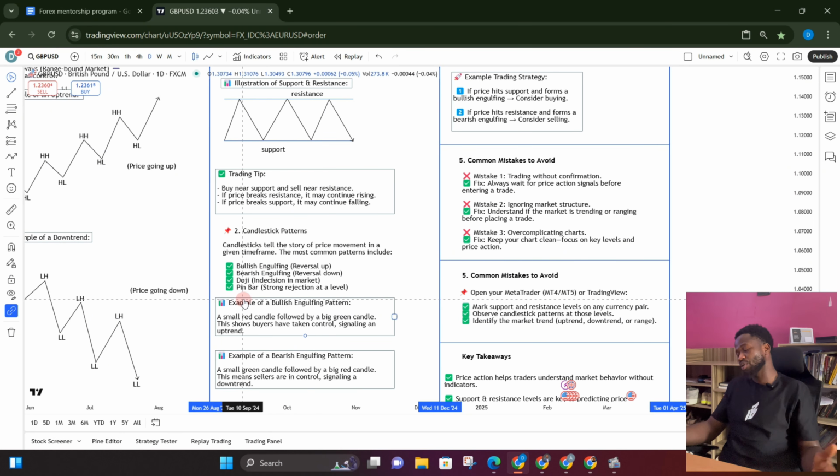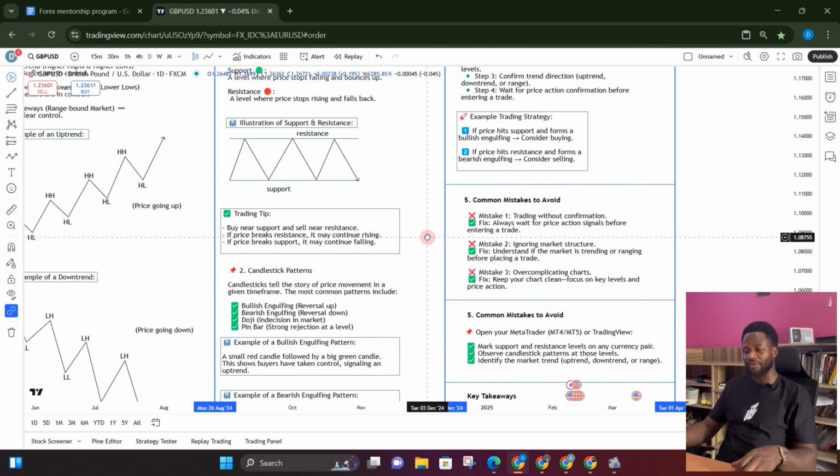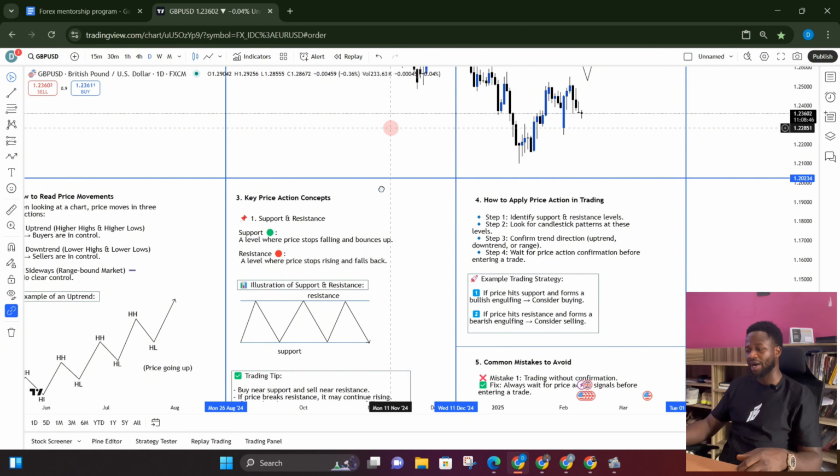That price is showing, okay, I don't know what buyers and sellers are doing, so whoever wins, I'm going to go in their direction. And then we have the pin bar, the strong rejection at a level. Let us see if we can catch some of this on a real life market.